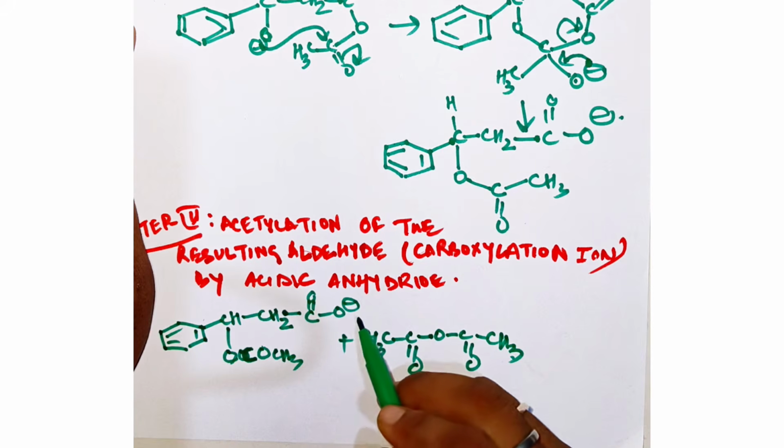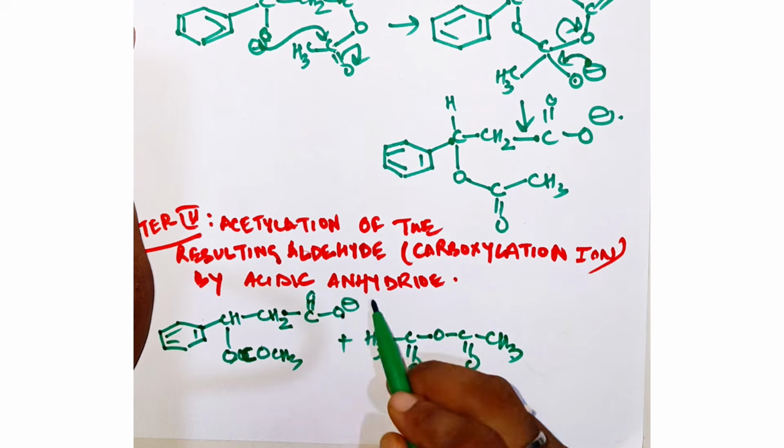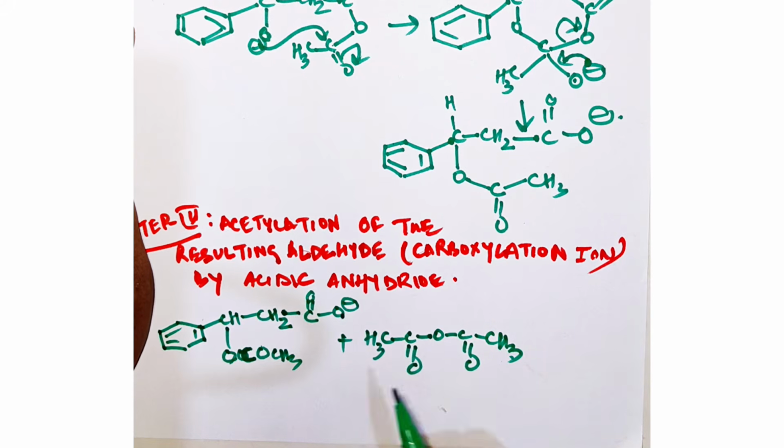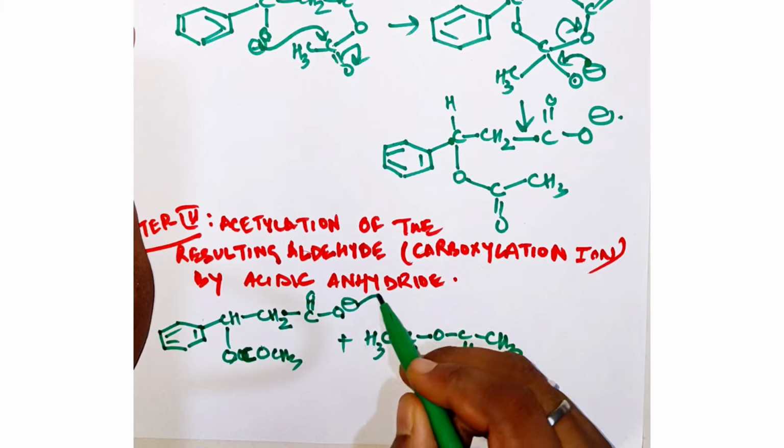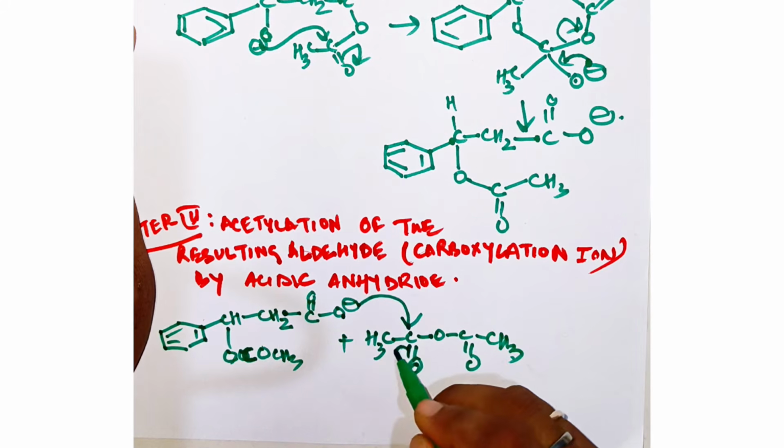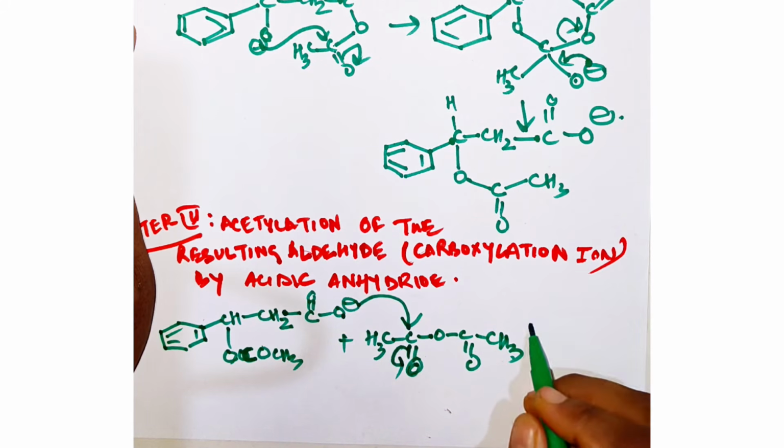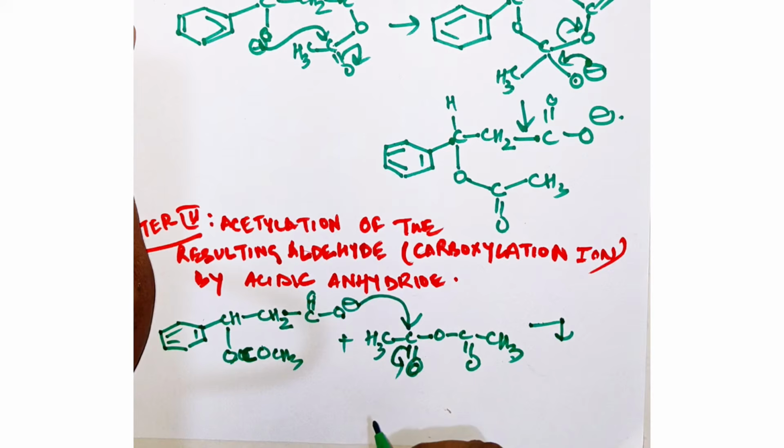Now this carboxylate ion, since it is O minus, it will always look for an electron deficient carbon. So electron deficiency is there in this anhydride. So it will come out here, and there is a formation of another molecule like this. Just following the previous molecule, draw in the same way, CHO CO CH3.